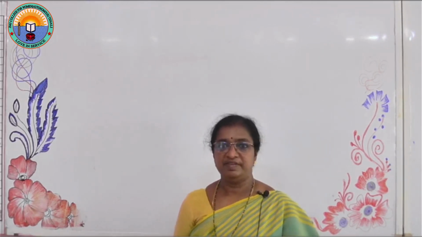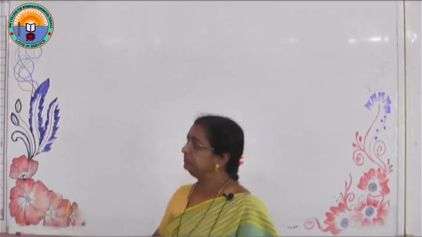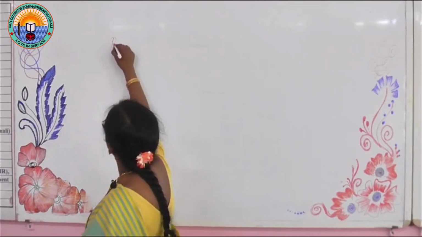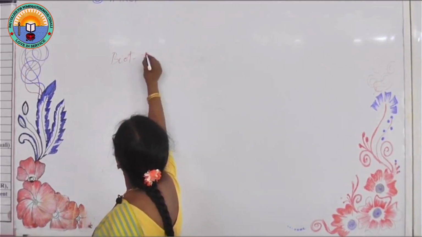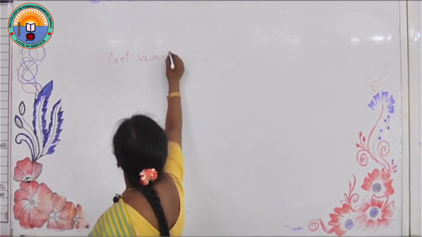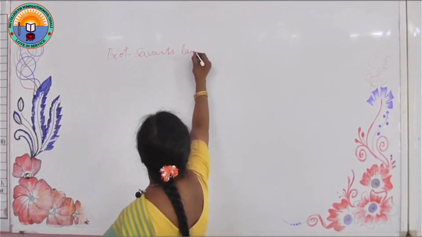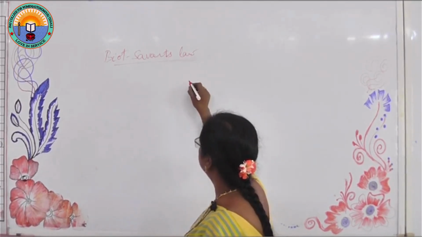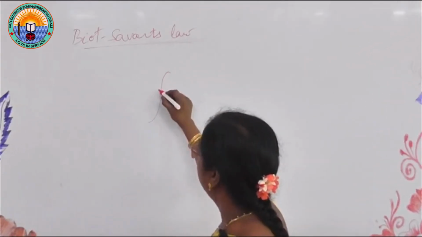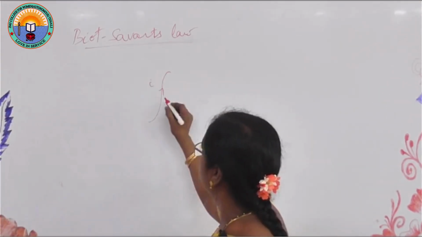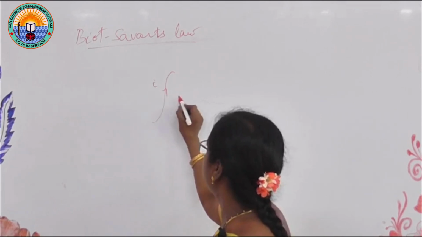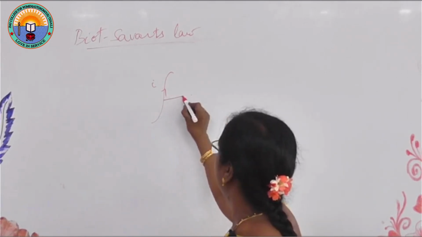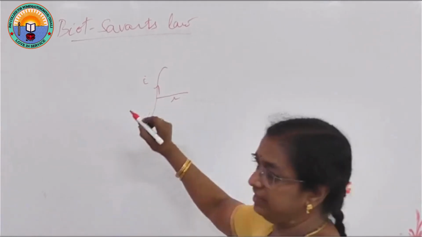Today we shall learn about Biot-Savart's law. For this, let us consider a conductor carrying current I. Let us consider a point P at a distance R from the conductor.